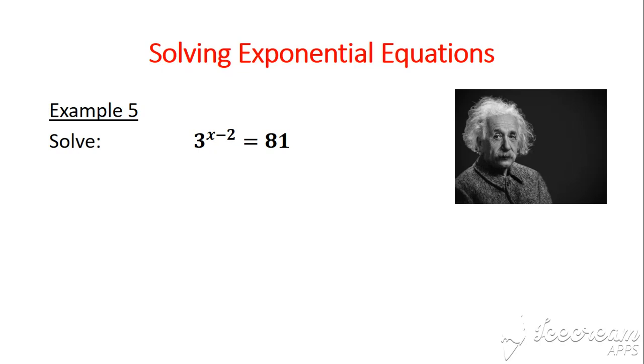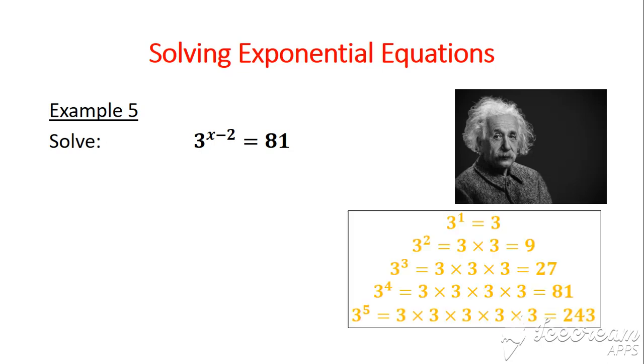Right, our final example, 3 to the power of x minus 2 is 81. Let's work through our powers again. 3 to the power of 1, 3 to the power of 2, 3 to the power of 3, 3 to the power of 4. 3 to the power of 4 is 81. So we need this little power up here to be 4. So we're going to say x minus 2 has to be equal to 4. And then if we plus 2 on both sides, we worked out that x has to be equal to the number 6.